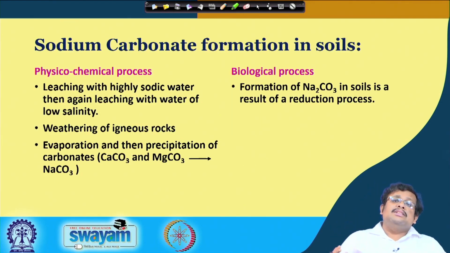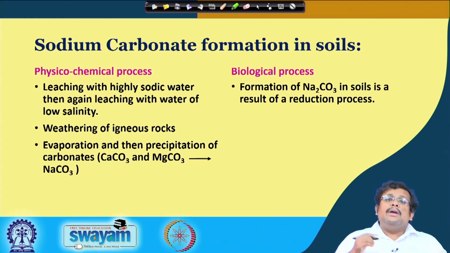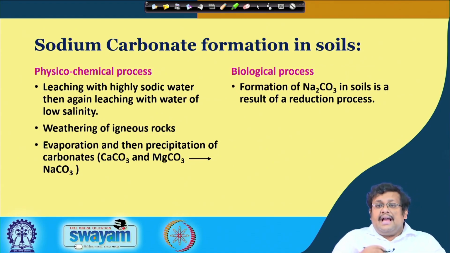Now, regarding sodium carbonate formation in the soil, there are two different processes. One is a physiochemical process and another is a biological process. In the physiochemical process, there is leaching with highly sodic water, then again leaching with water with low salinity. Sodium carbonate happens in that way. Also weathering of igneous rocks, and also evaporation and then precipitation of carbonates like calcium carbonate and magnesium carbonate, when they convert to sodium carbonate, that is one of the ways of sodium carbonate formation. And biologically, sodium carbonate can be formed in soil as a result of a reduction process.